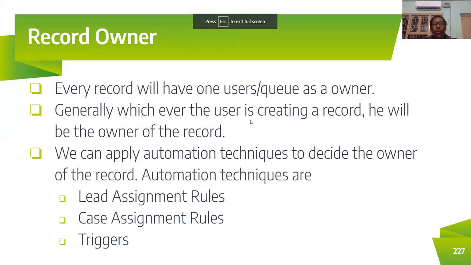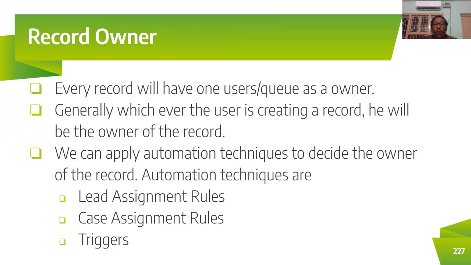Now we are going to discuss the record owner. This is the last topic for this section. For each and every record, we're going to have an owner. Whoever creates a particular record is called the record owner. Either he can be an individual user or a queue.